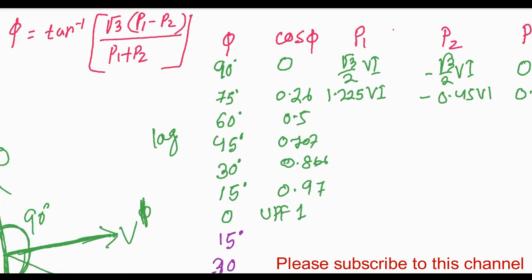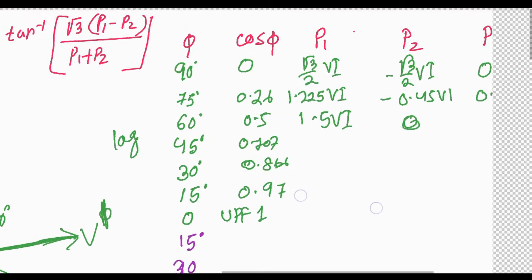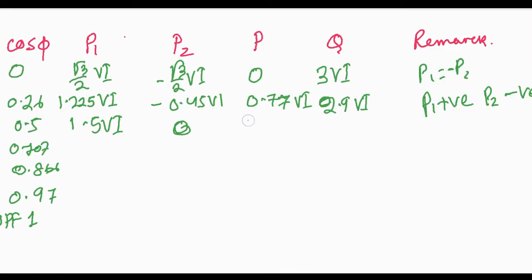Similarly, for 60 degree of load angle, what will be the answer? Here this will be 1.5 VI, and here this will be 0. So what will be the total power? Total power will be 1.5 VI, and what is the reactive power? 2.6 VI, and here P1 will be equal to P2, and P1 and P2 is equal to 0.